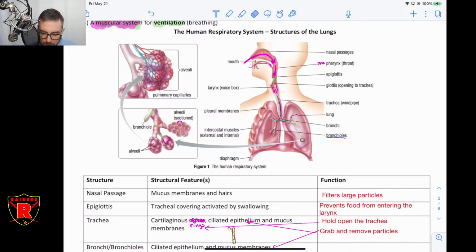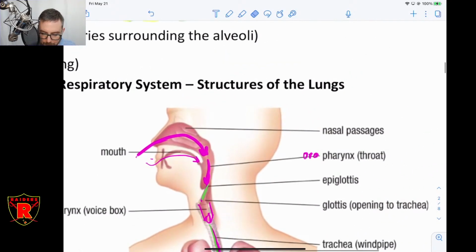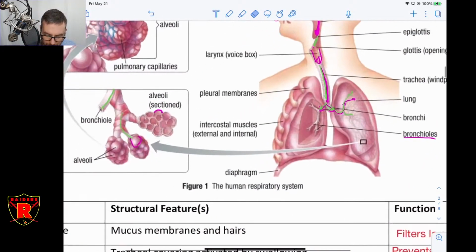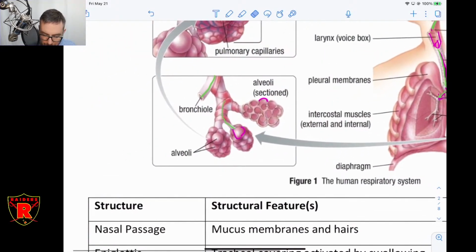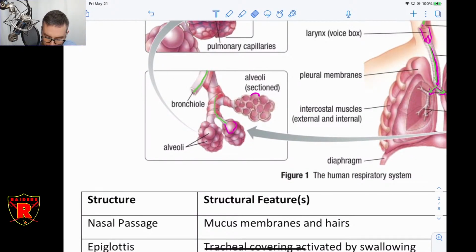First of all, at the very top, you've got an oral passage, or a mouth, and a nasal passage. You don't typically breathe through your oral passage, although you might do it if you're trying to pull a lot of air in. But typically, you breathe through your nose, through your nasal passage, especially at rest. And your nasal passage has some interesting structures inside that are very helpful. Those structural features are the fact that you have mucous membranes in there and little hairs.